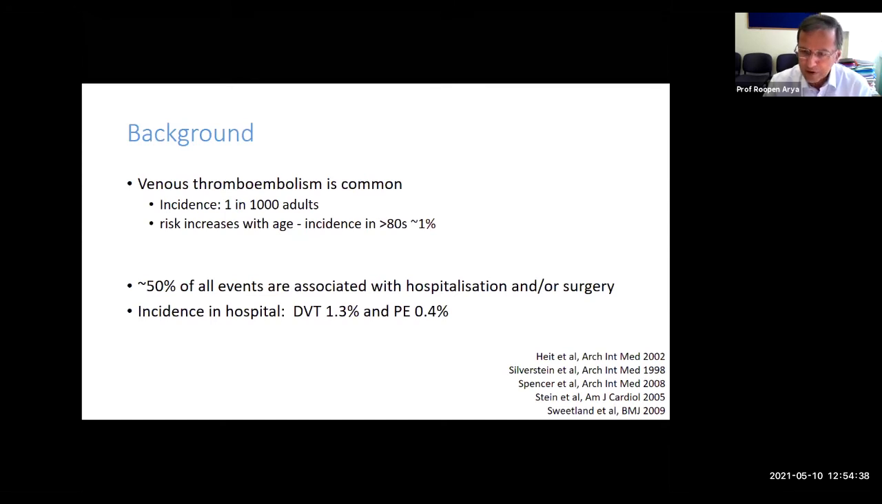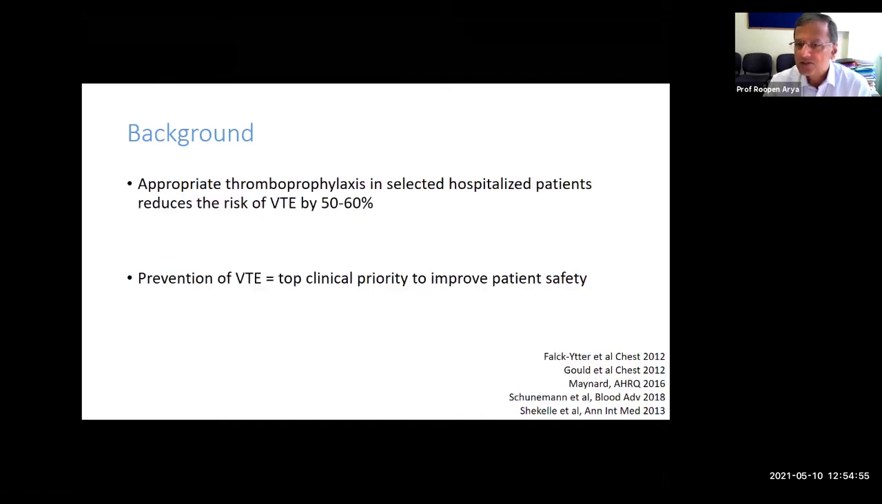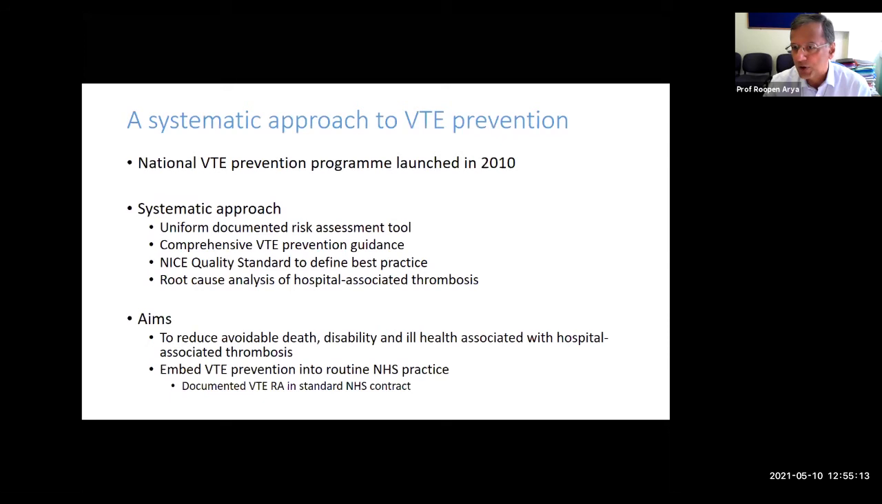So again, by way of headlines, we know venous thromboembolism is common, with nearly half the events associated or attributable to hospitalization, with an in-hospital incidence of nearly 2%. And that appropriate thromboprophylaxis reduces the risk of venous thromboembolism by 50 to 60%. And certainly for the past decade or two, there has been a recognition that prevention of VTE is a top clinical priority in our hospitals.